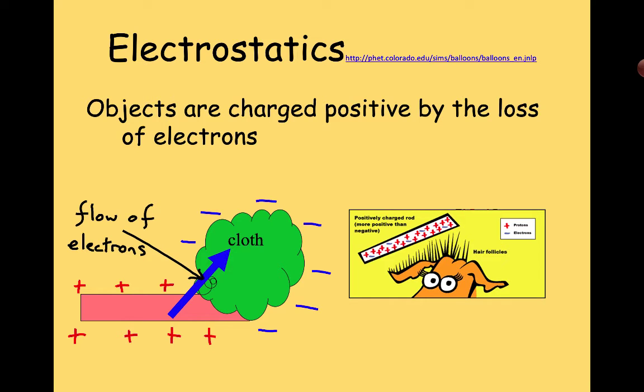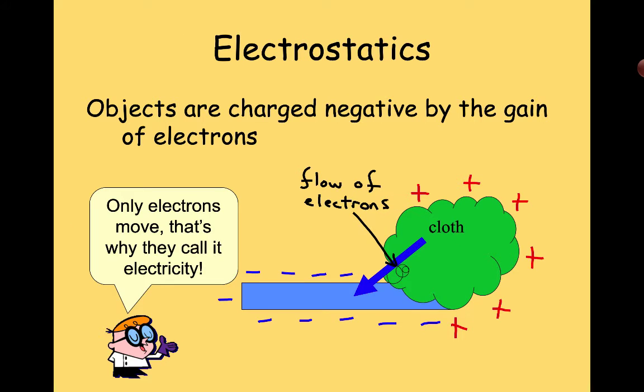Okay, so objects are positively charged by loss of electrons. As the cloth is rubbed along the rod, it picks up electrons. So the rod becomes positive because it's lost electrons. The cloth becomes negative because it's gained electrons. Not quite sure what happens to the dog there, but there we are. We'll move on. So objects are charged negative by the gain of electrons, and this movement is what we call electricity. So only electrons move.